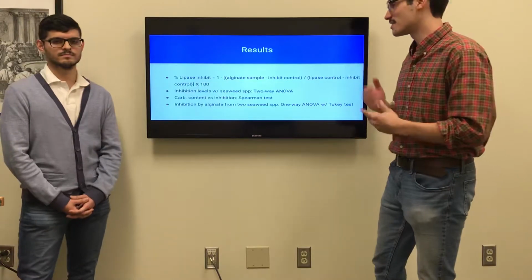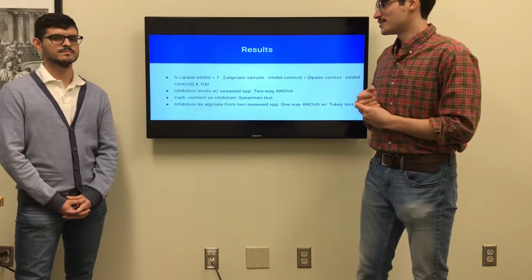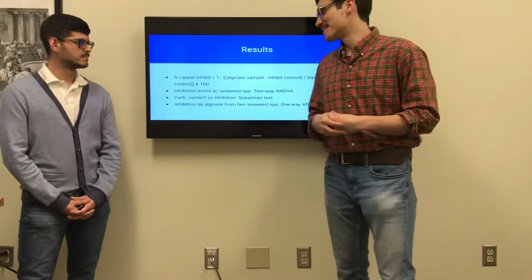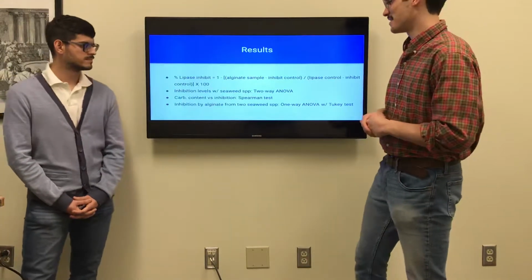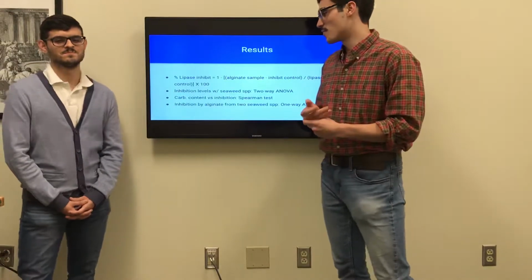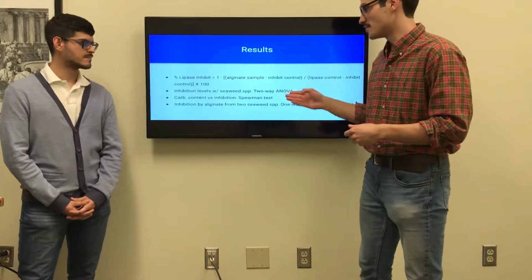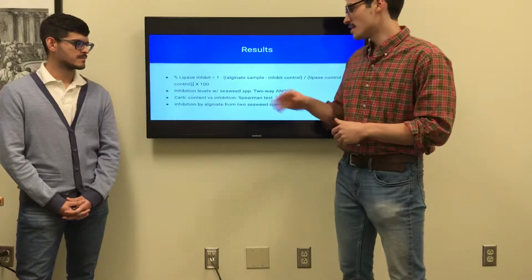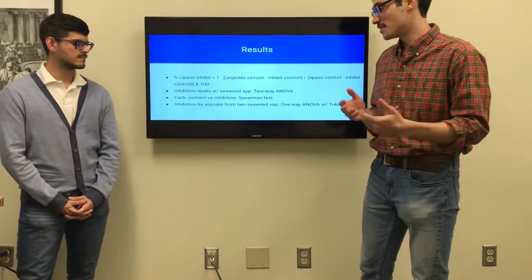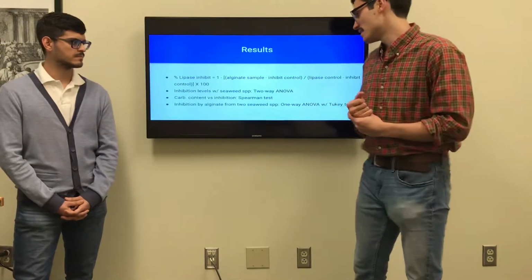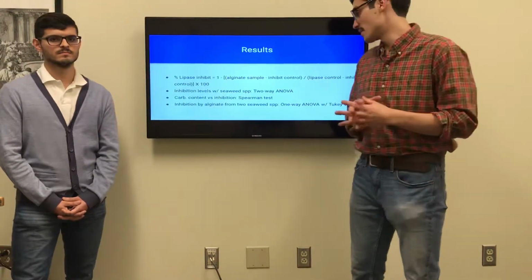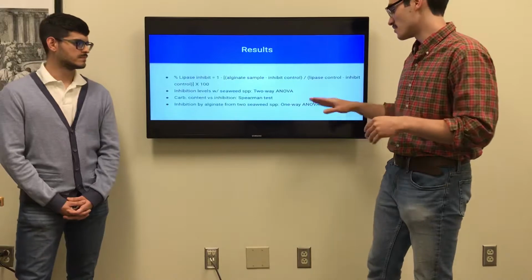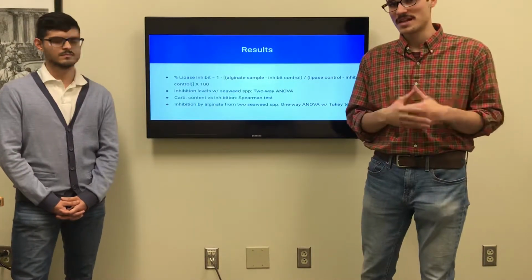Now, the results. In order to show that anything happened, they used this formula, which I will not say. Their test for the inhibition levels was a two-way ANOVA. For the carbohydrate content versus the inhibition, they used a Spearman test. And for the inhibition by alginates from two different seaweed species, they used a one-way ANOVA with the Tukey test.